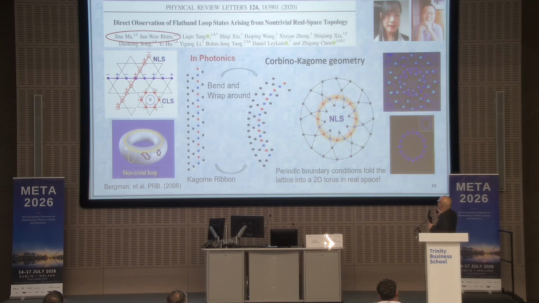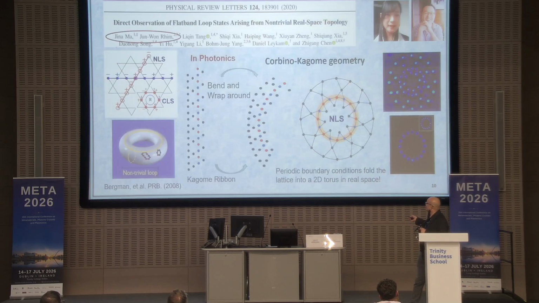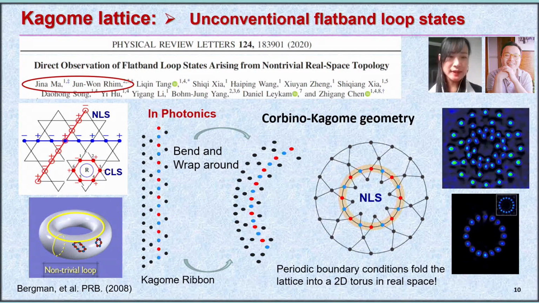So we observed this localized state. This is the Kagome lattice structure, and this is the loop state. By the way, this structure is of course not something we created. People also use this Corbino structure in metamaterials and nanophotonics because of this particular boundary condition. This just shows you that by writing the waveguides one by one, we can create such a structure.